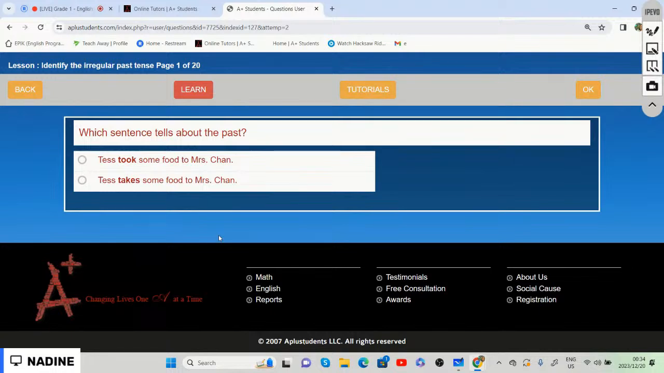So which sentence tells us about the past? Tess took some food to Mrs. Chan, or Tess takes some food to Mrs. Chan? Which sentence tells us about the past?